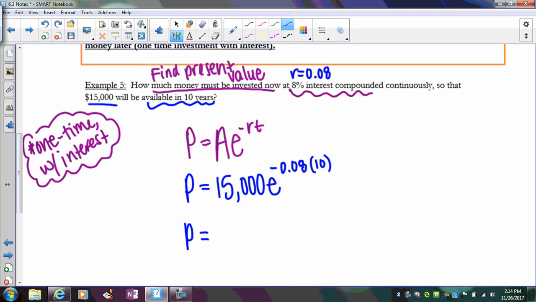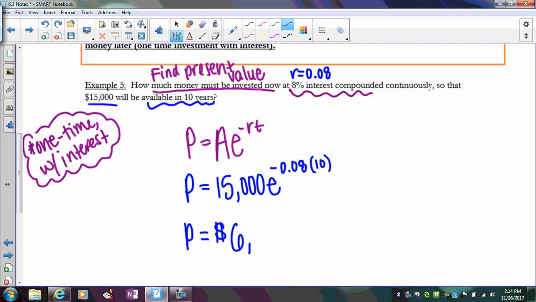Then all we're doing is putting it in our calculator. Like I said, you could use that PERT formula. It would just mean you're dividing by e to the 0.08 times 10 power. But there wouldn't be a negative because you're dividing by it. So just keep that in mind. These are equivalent ways of solving.